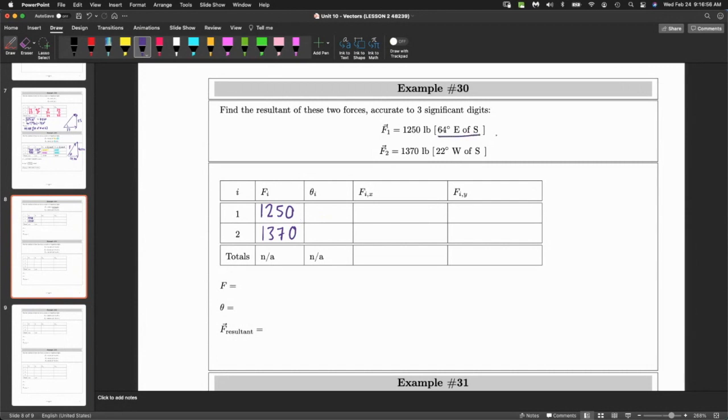Now, east of south, what angle is that between 0 and 360? Let's go through this one a bit more with a diagram. So here's south and here's east. So we're somewhere over here. So that's 334. See, this angle here is 64 degrees. But remember, south is 270. So it's 270 plus 64. So that's how you get 334.